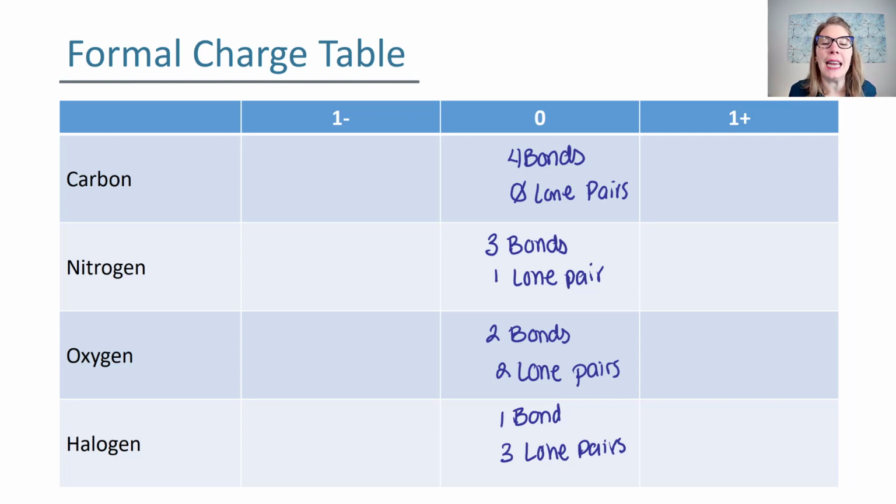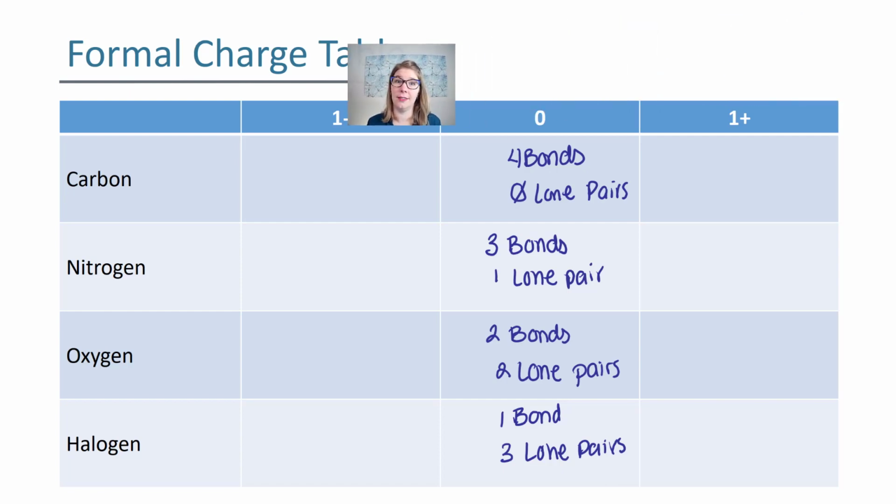So what does it take to make carbon positive? What does it take to make carbon negative? So I want you to spend some time filling in that table and finding the patterns. You might need to draw some stuff out. You might need to fiddle with the formal charge calculation. Am I going to fill in this table for you? No. You know why? The person doing the work is doing the learning.